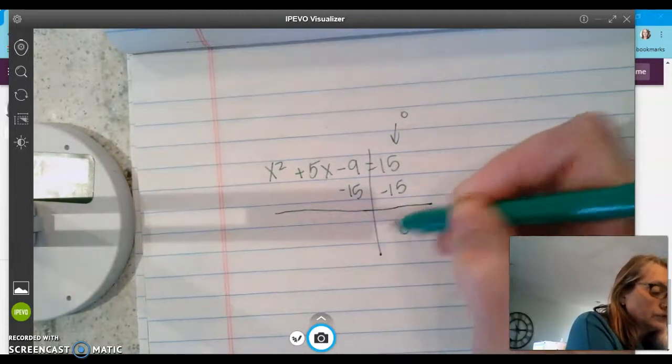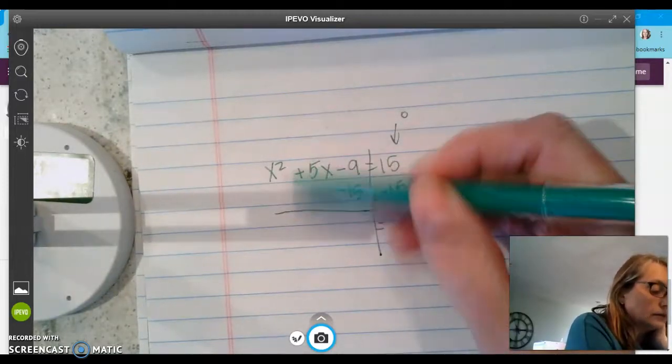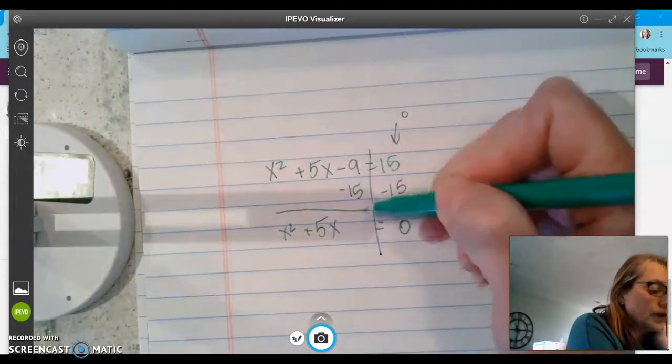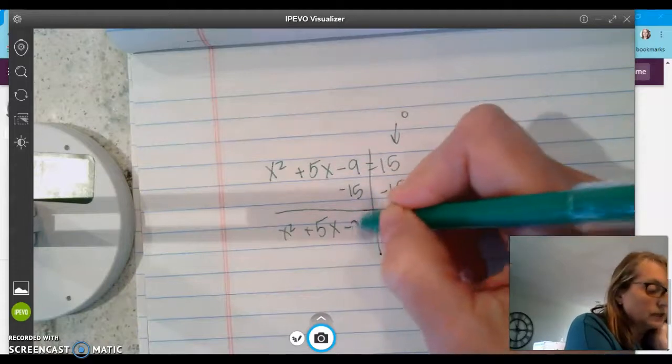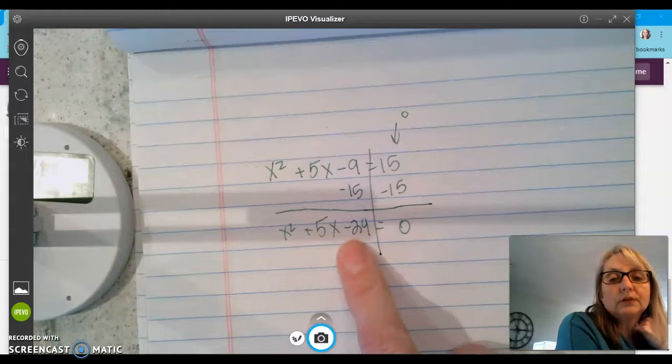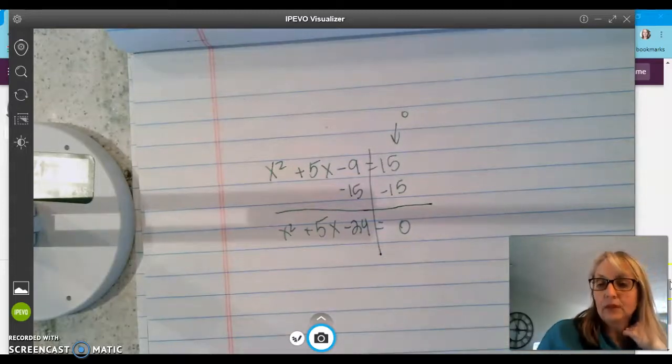15 minus 15 is 0. That's what I wanted. This side, the x squared just comes down. The positive 5x just comes down. And negative 9 and negative 15 is negative 24. So my new equation that I want to graph is x squared plus 5x minus 24. Let's switch back.